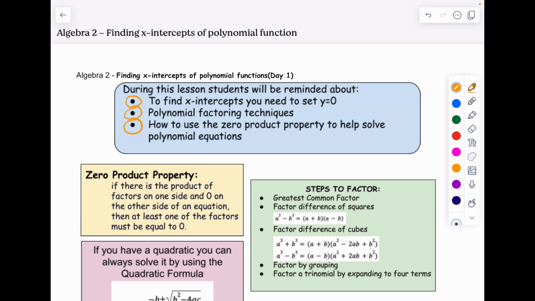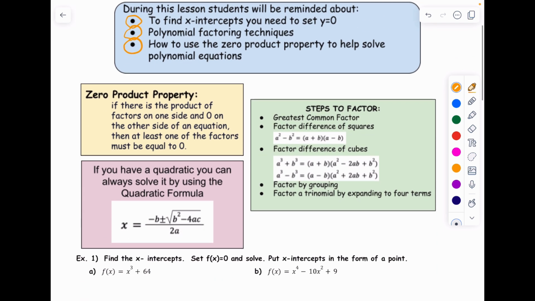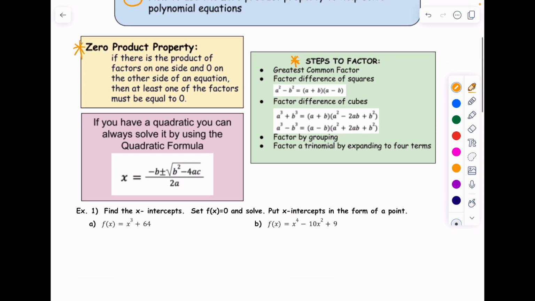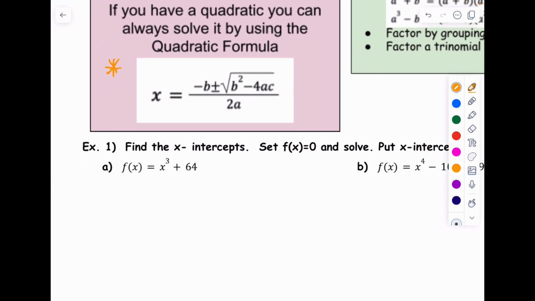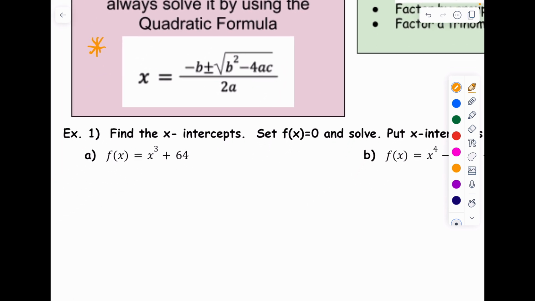And remember the zero product property. It's basically if we have 0 on one side and we have factors on the other, at least one of those factors has to be 0, right? And so obviously if we're talking about factors, we would want to review the steps of factoring. So that is there for you. And then if we cannot factor, we could use the quadratic formula if we do have a quadratic or if we have something in quadratic form. Okay, so let's try one of these.